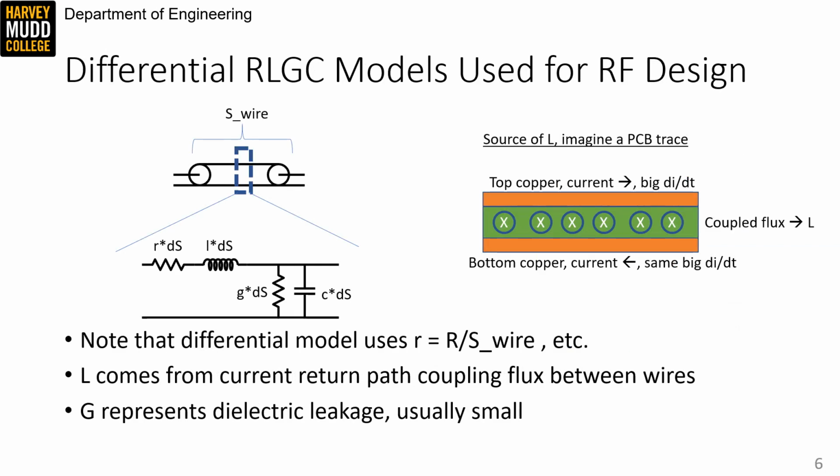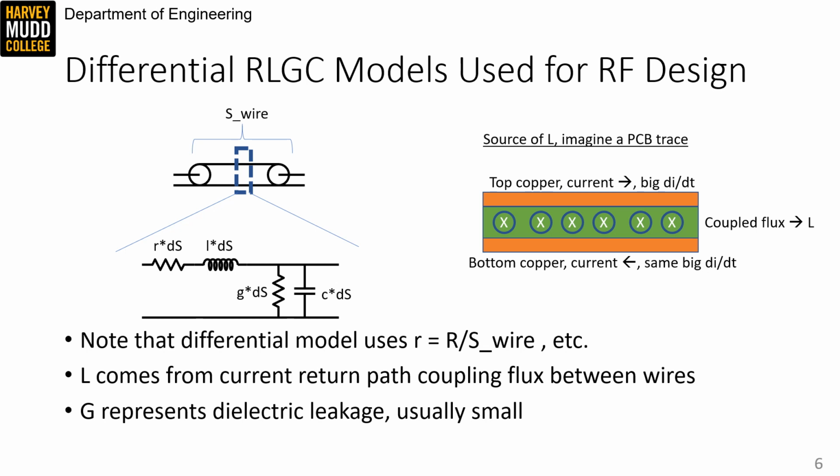We use differential models for RF design, and in particular we use something called a differential RLGC model. The differential RLGC model has a few more circuit elements than the T or the pi model. Each differential element is comprised of a tiny resistor, a tiny inductor, a tiny capacitance in shunt, and a tiny conductance in shunt. We use lowercase letters in this differential model because each of them represents a value per unit length. ds is the differential length of the wire, so the resistance in this element is the resistance per unit length times a differential length.